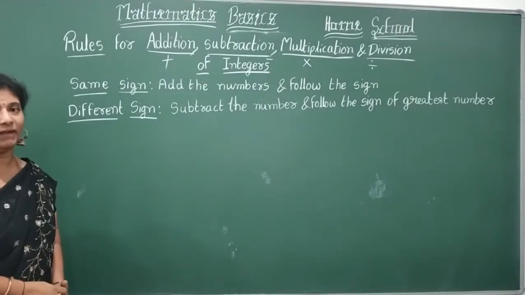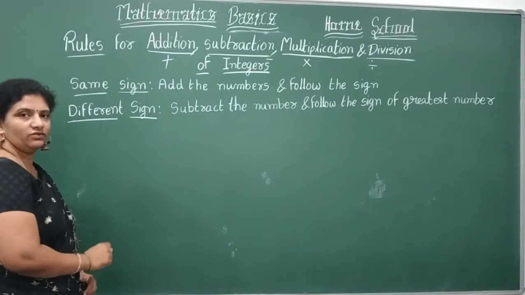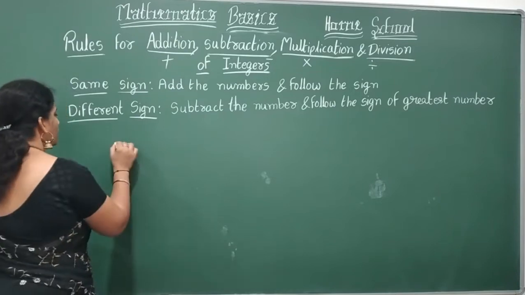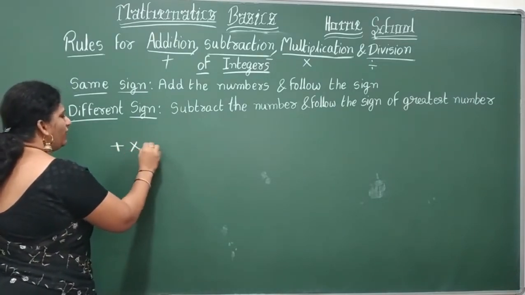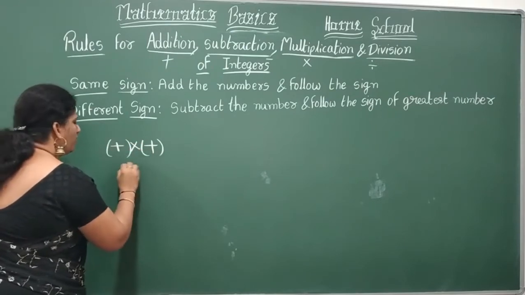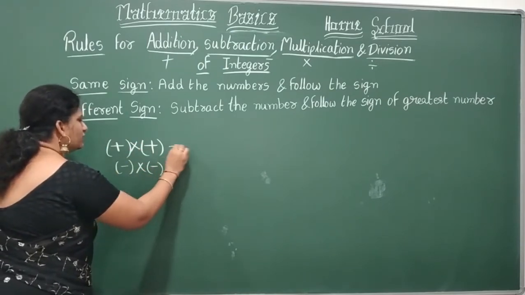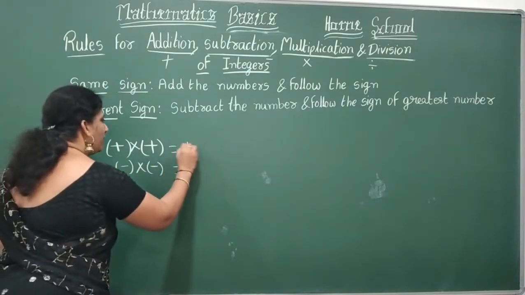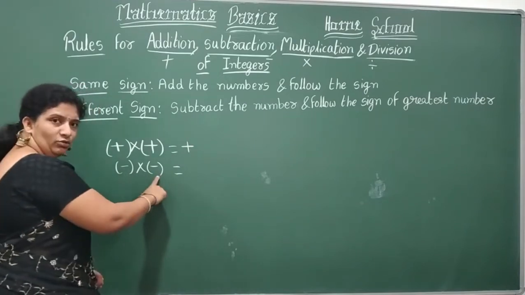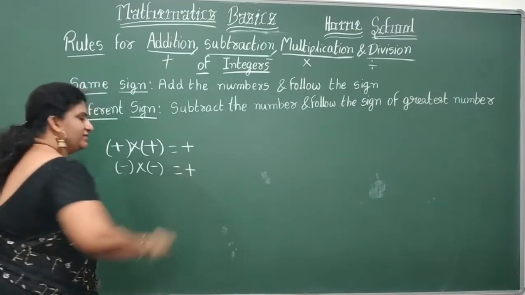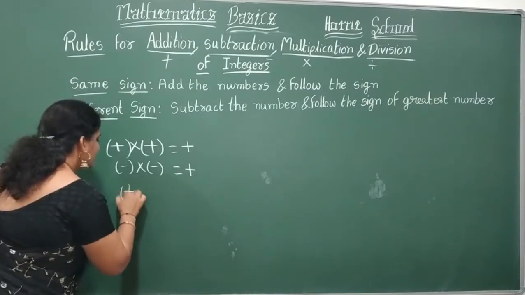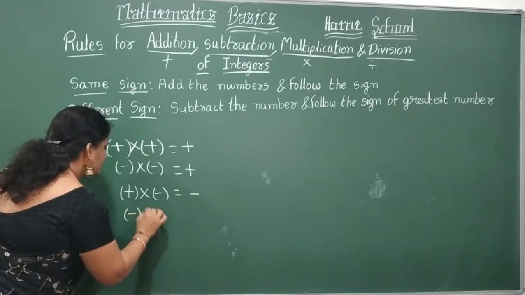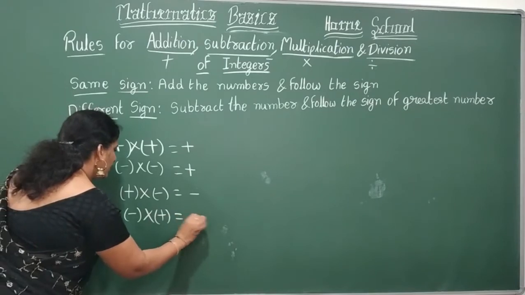Now we are going to see multiplication. What happens in multiplication, children? When we multiply these signs, suppose plus into plus, and minus into minus, what are we going to get here, children? Plus into plus, it will be plus. Minus into minus, it will be plus. Okay. Plus into minus, minus. Minus into plus, it will be minus.